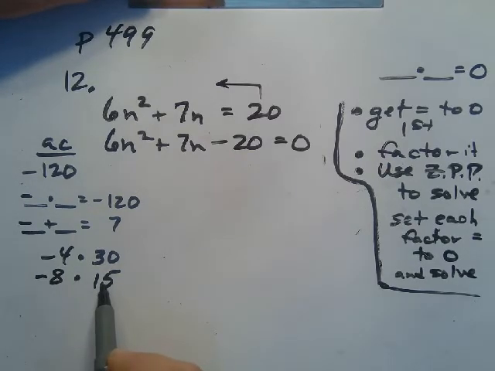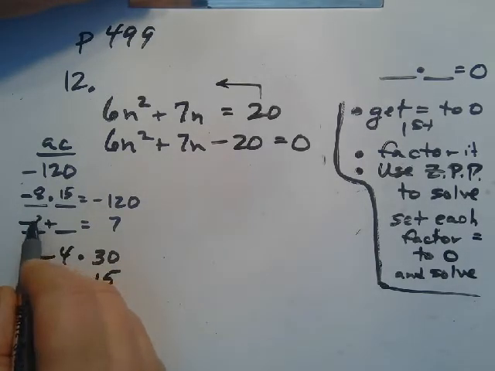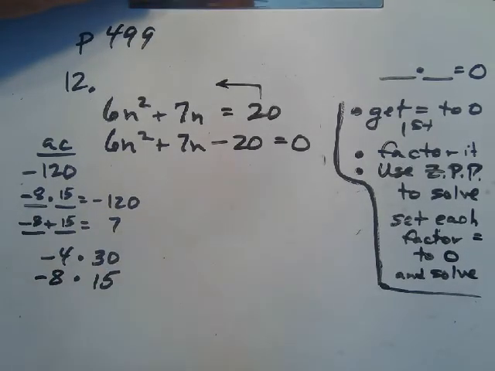These two give me 120. I just divided this one by 2 and multiplied this one by 2 just to come up with two other factors. And now you can see that their product is still negative 120, and their sum is now 7. So our two numbers are negative 8 and 15.